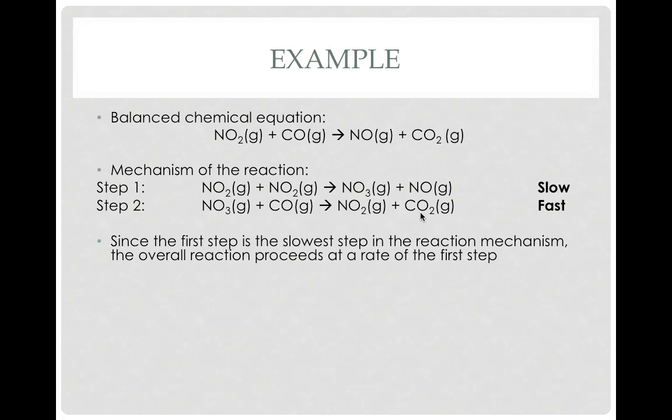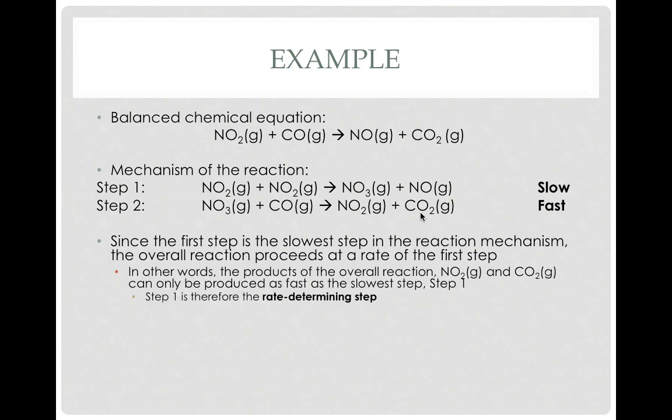Now, since the first step in this reaction mechanism is the slowest step, it is going to determine the speed of this overall reaction. Okay, and it's going to be called the rate determining step. The slowest step in any reaction mechanism will determine how fast that reaction happens.